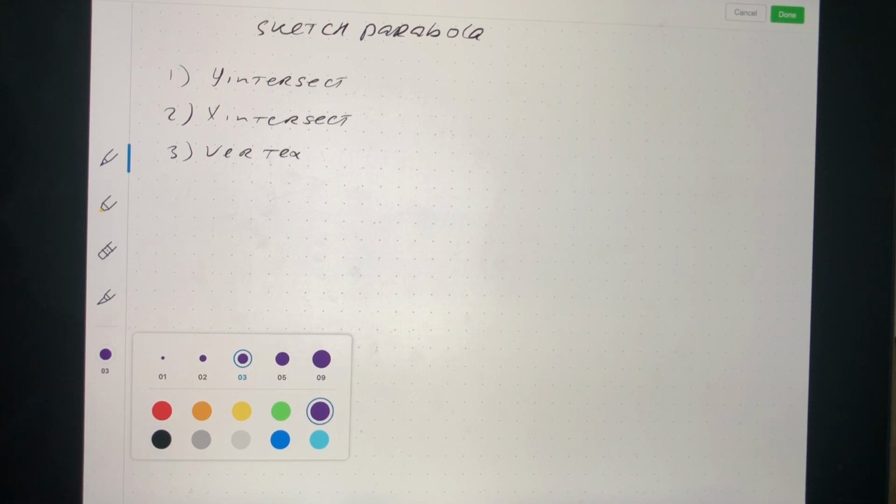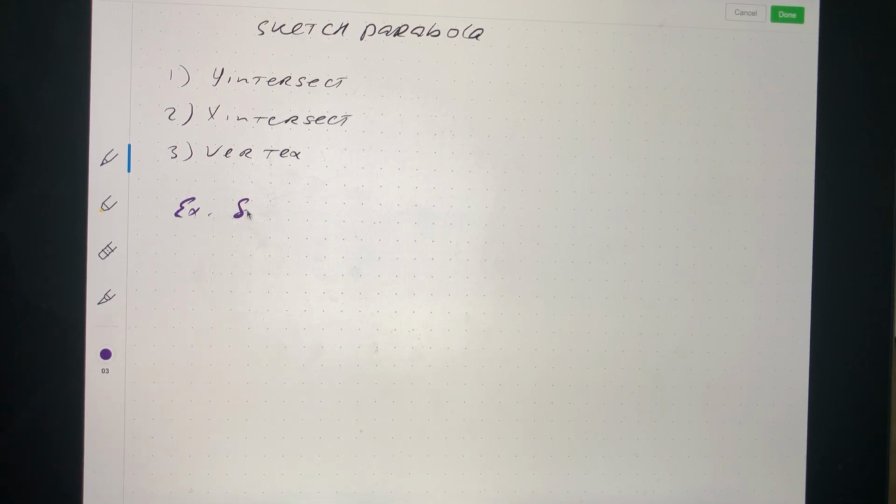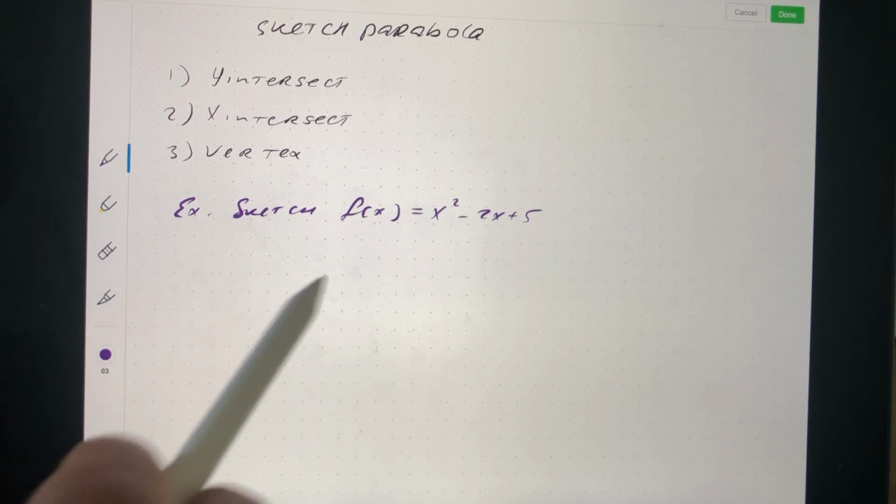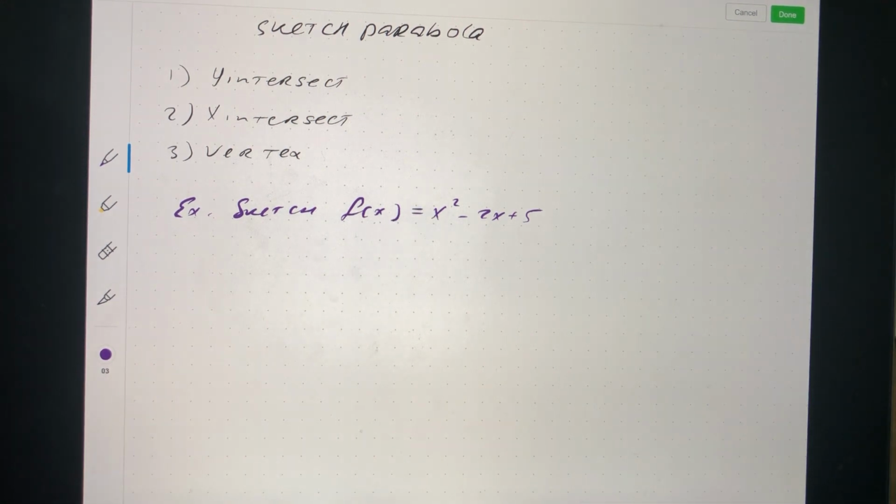Let's say we wish to sketch the graph of this parabola. F of x is x squared minus 2x plus 5. Now we can see right away that the front coefficient is positive 1. So that means the a is positive, which means our parabola is going to be opening up. So we will see something like this.